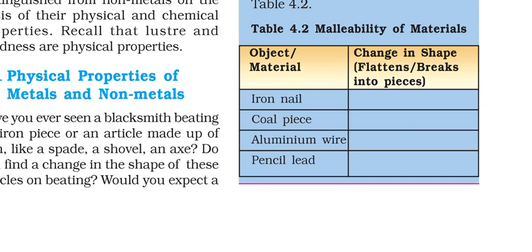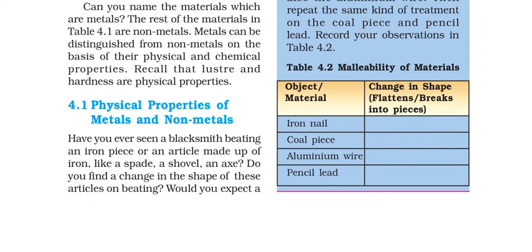Aluminum wire, is there any change in the aluminum wire's shape? Yes. But does it break? No. Pencil lead, does it change its shape? No. But does it break? Yes. Here iron and aluminum both are metals, but coal, which is made up of carbon, is a non-metal, and pencil lead is also a non-metal.